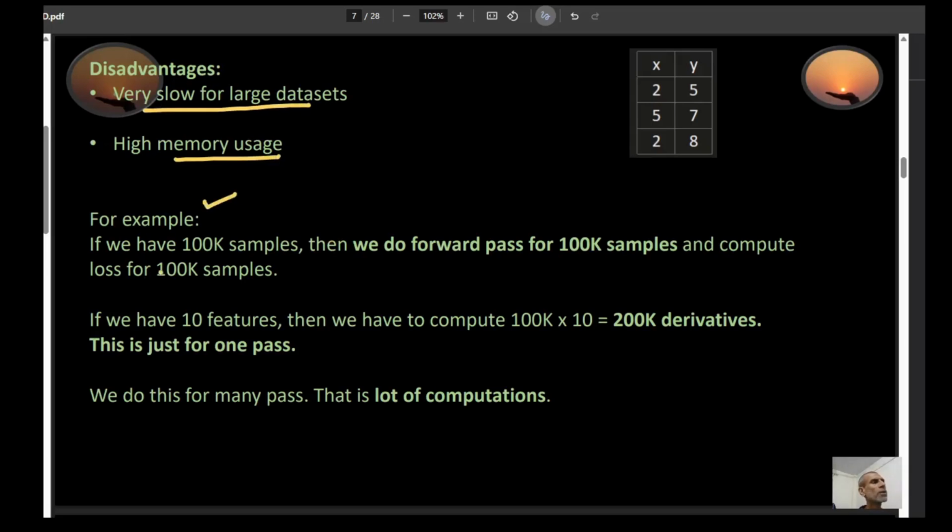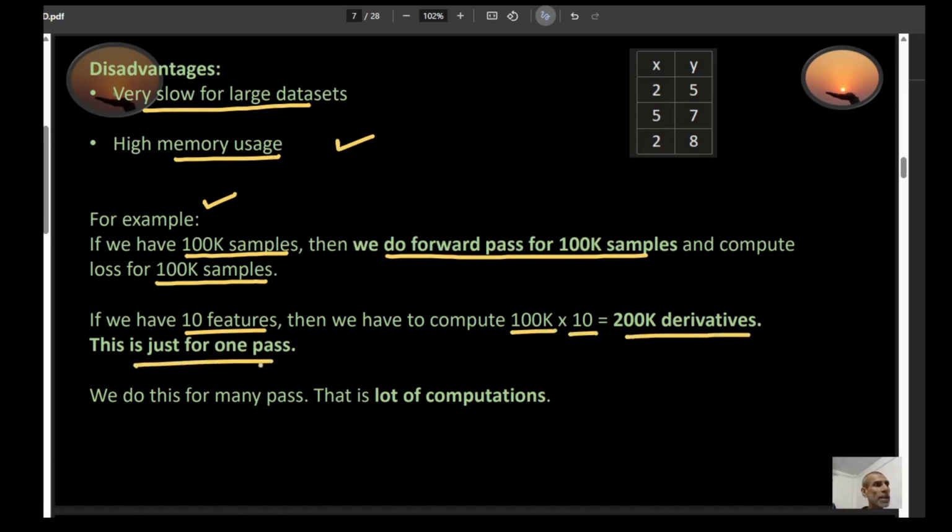Let's understand this through a simple example. Suppose I have 100,000 samples. Then we are going to be performing forward pass for 100,000 samples. And we have to calculate loss for 100,000 samples. And all this information needs to be stored somewhere. That's why it has a high memory load. Also, suppose we have 10 features, then we would have to compute 100,000 times 10. That means a million derivatives, and that is just for one pass. And we have to do this thing for many passes, and that requires a lot of computation.